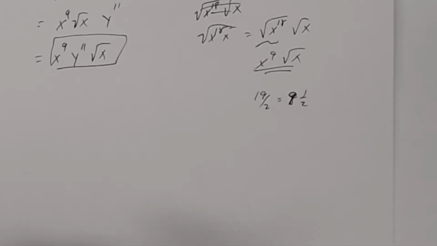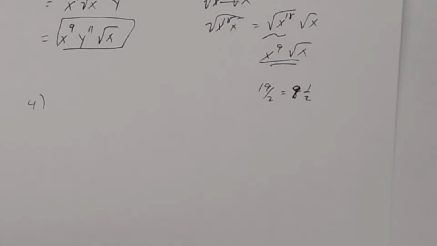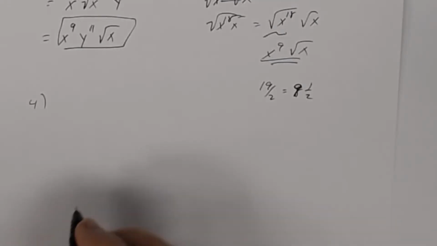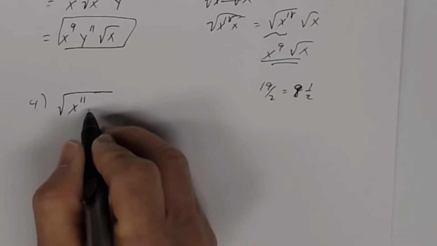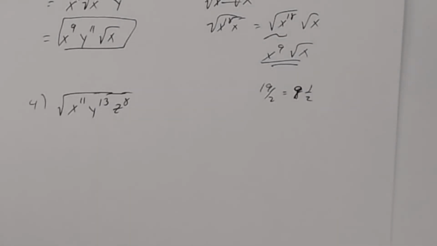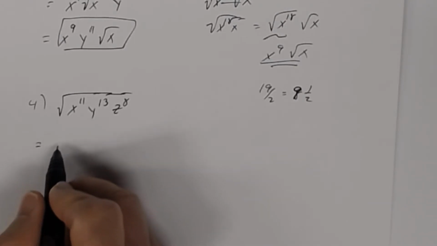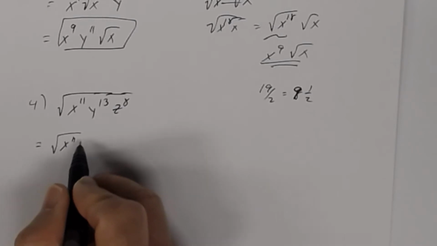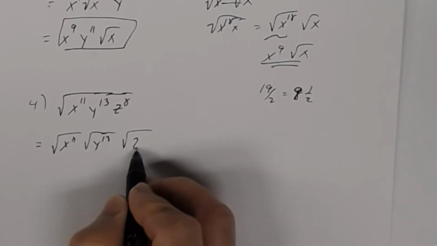So let's go to number 4. And number 4, we have the square root of x to the 11th, y to the 13th, z to the 8th. Now, based on the product property for radicals, I know I can rewrite this as the square root of x to the 11th, times the square root of y to the 13th, times the square root of z to the 8th.